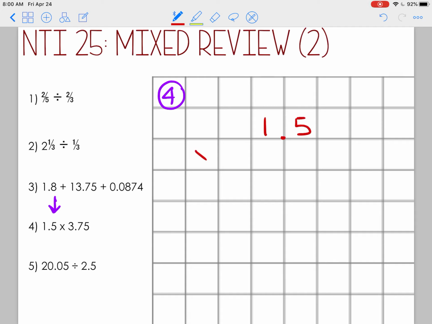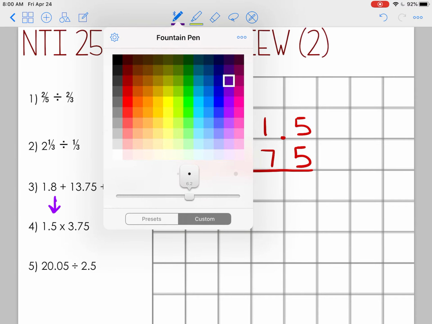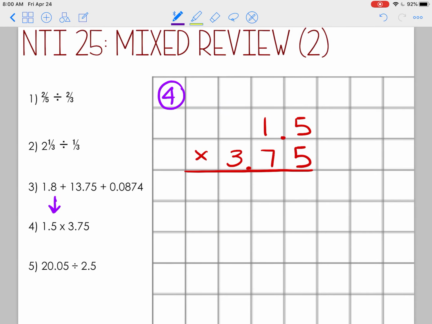1.5 times 3.75. Okay. All right, so what we're going to do is start and take this first number here, this 5, and multiply it by everything on the top row. So 5 times 5 is my 25, carry my 2. 5 times 1 is 5, plus 2 is 7.